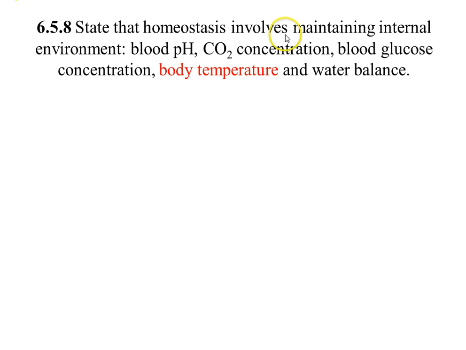So you need to state that homeostasis involves maintaining internal environment. So blood pH, carbon dioxide concentration, blood glucose concentration, body temperature, and water balance. Namely, what I'm going to talk about is an example of body temperature as well as blood glucose concentration. But just as a quick note, blood pH and carbon dioxide concentration are related.